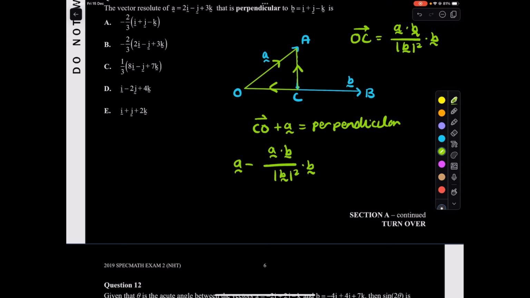And yeah, so you should have this formula in your sheet, and you should memorize it. It normally comes in exams, the vector resolute of A perpendicular to B. So it's also very important to know. Let's do it by calculator very quickly.